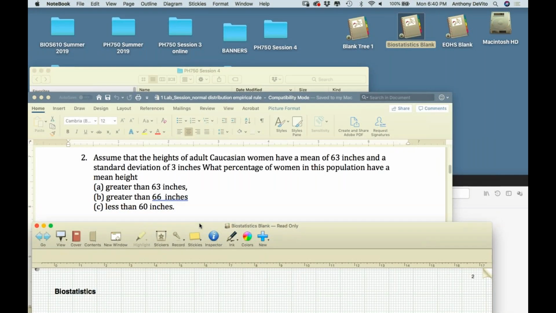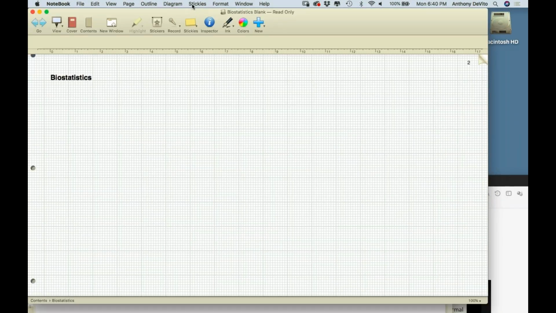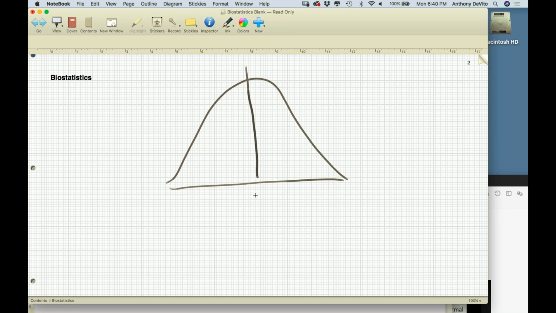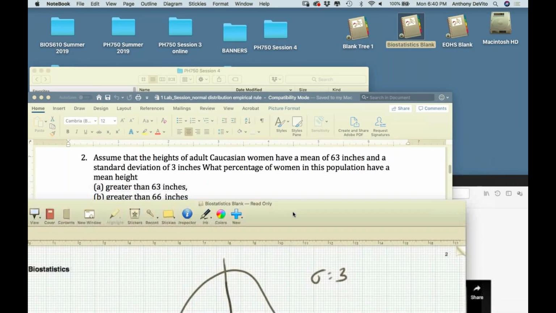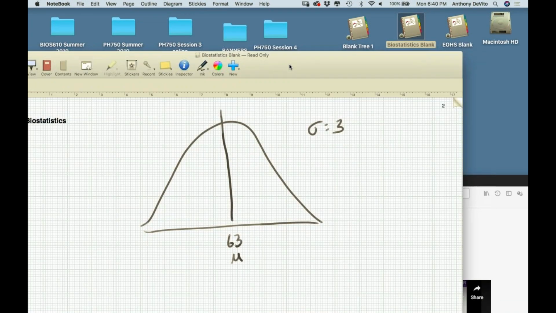Okay, so what does that mean? Our mean is 63 and standard deviation is equal to 3 inches. This is our mean. And let's see what we're asking there. What's the probability of randomly selecting someone that's greater than 63 inches? Well, that's 50% of the population, right? That's an easy one. The mean splits this symmetrical distribution in half. So the probability of selecting someone that's greater than 63 inches is equal to 0.50, 50%.